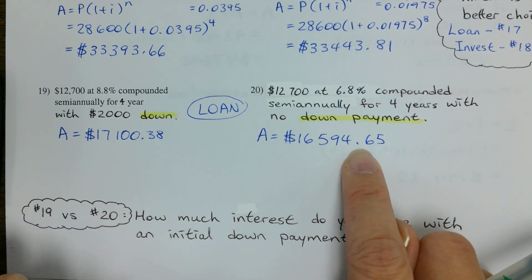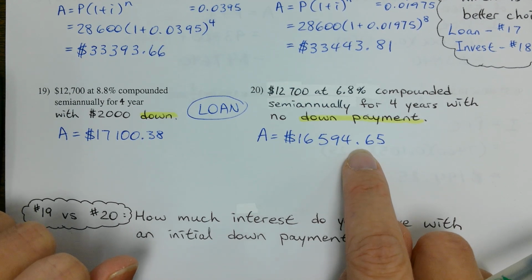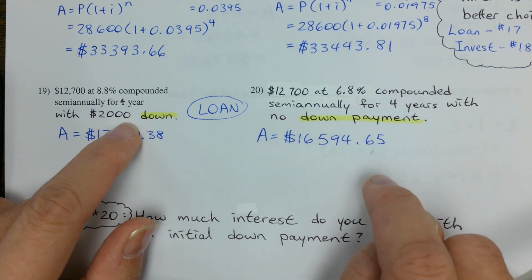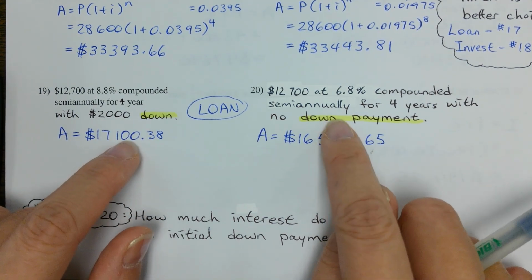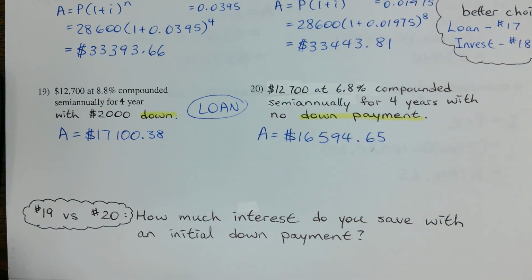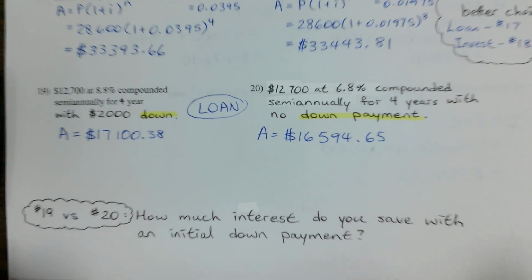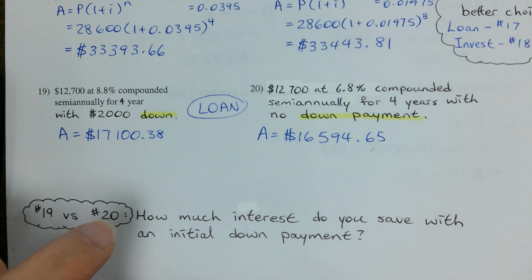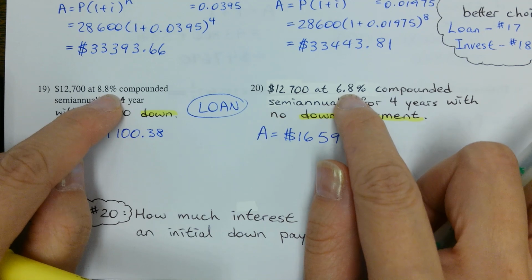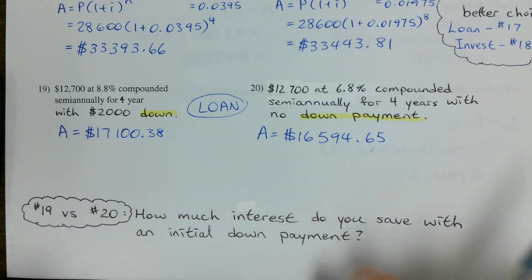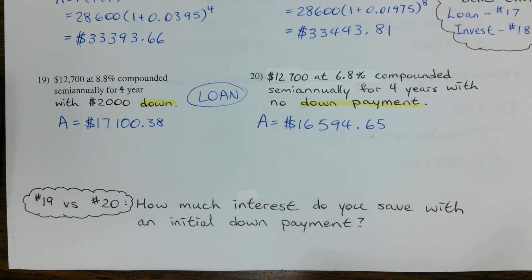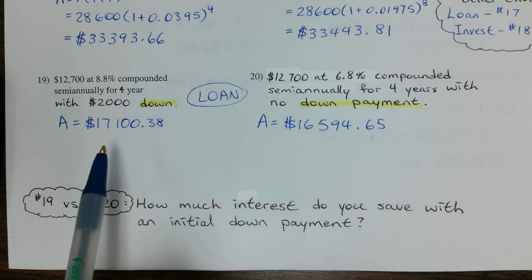Okay, so why was it less? Because of the interest. That's right. So even though with this one I put a down payment down, it wasn't enough to offset the higher interest in here. Normally, paying a down payment will lower the overall interest, but the rate is a bigger factor. Okay, how much interest do you save with the initial down payment?